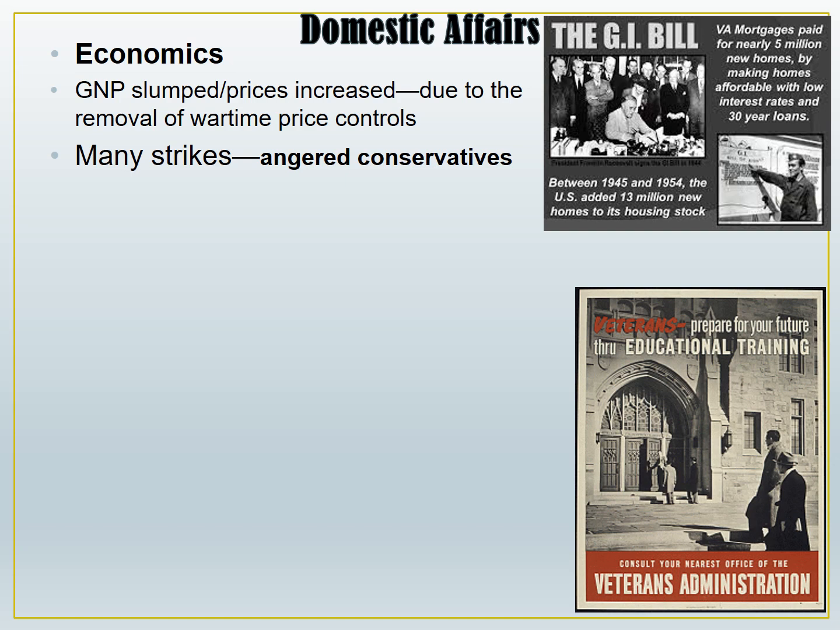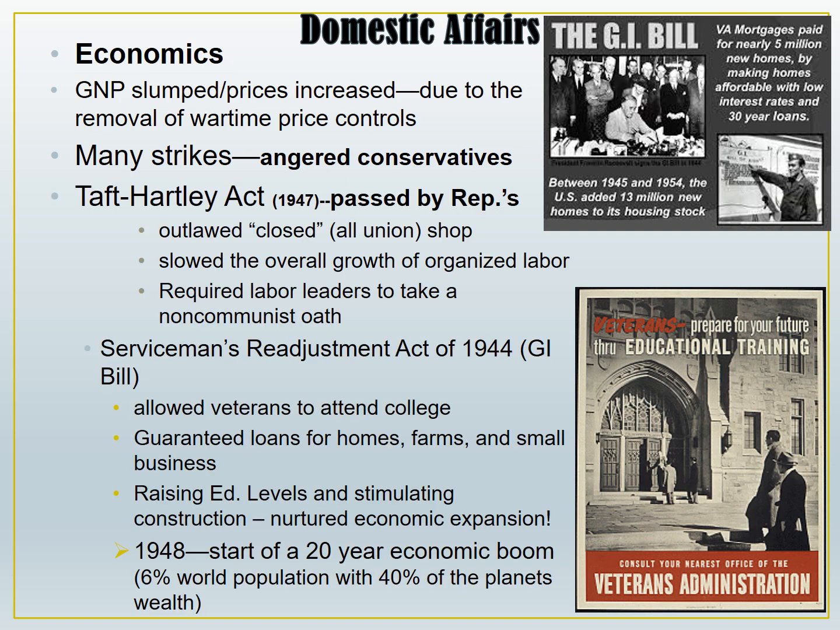And they're going to strike back with a new law called the Taft-Hartley Act in 1947, passed mostly by conservative Republicans. And what it did is outlawed closed or all union shops. As a result, it'll slow the overall growth of organized labor. So labor gets kind of pushed back a little bit. It also required labor leaders to take a non-communist oath. As you recall, this is kind of an era of Red Scare, and this kind of played a role in that too.